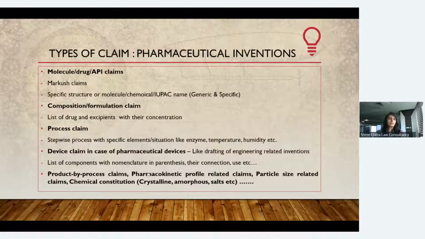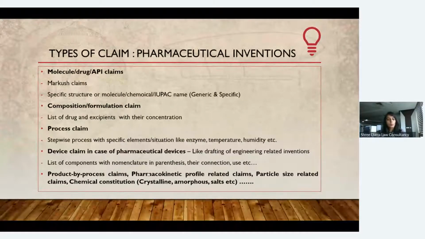So if that is related to any drug, molecule, or active pharmaceutical ingredient related patent, then you can write down the Markush claim, meaning the whole common structure related claim, then the specific structure or the molecule or the IUPAC name related. In the IUPAC name, a generic name will be there and a specific name will be there. So based on that, you will make claims over there.